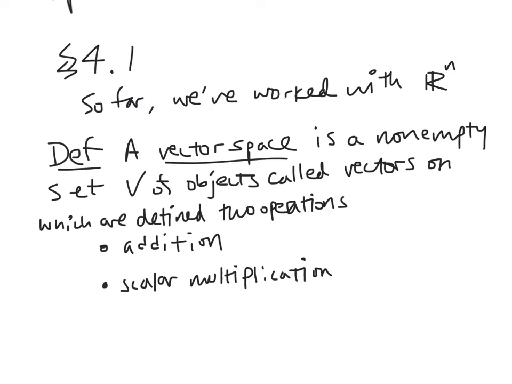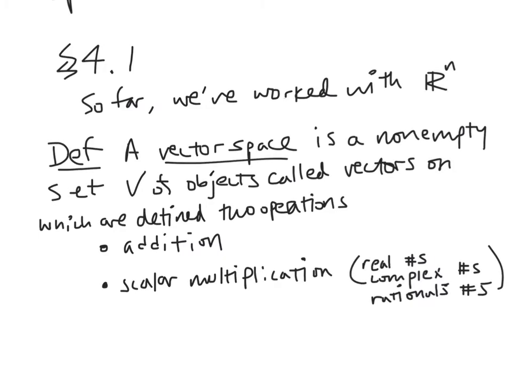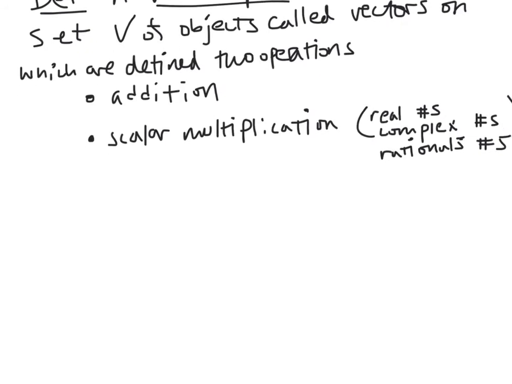So the scalars, these scalars could be real numbers, complex numbers, rational numbers. There's a lot of possibilities. If you've taken logic and sets, you might have seen something called a field or an ordered field. The scalars have to come from a field. We're mostly going to be concerned with the real numbers, the complex numbers, the rational numbers, but other fields exist. So the following must all hold.